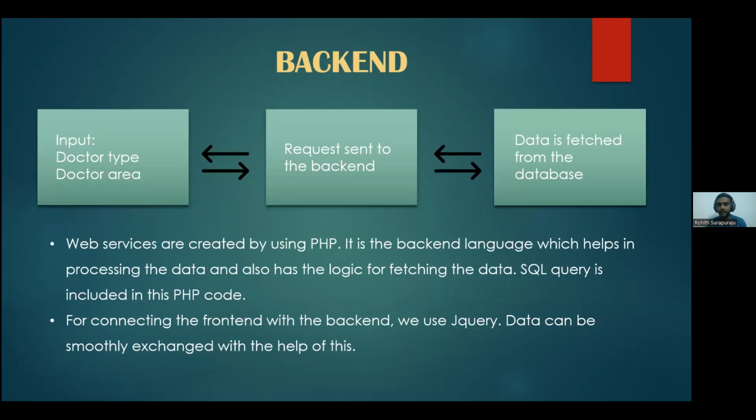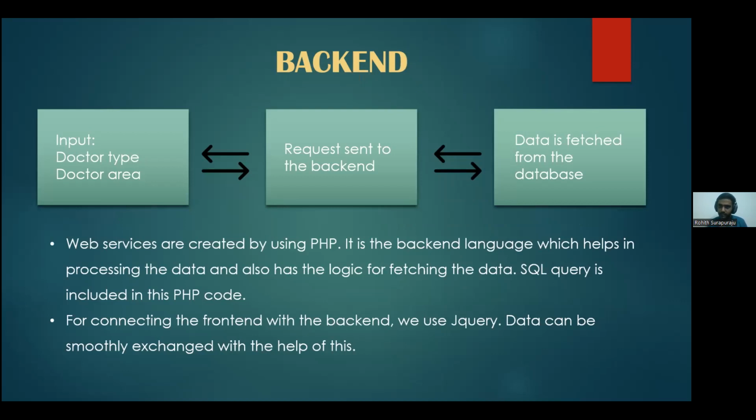So this is the backend part, and this is just an overview of how it works. First, the user will be able to give the doctor type and doctor area, the 2 inputs. These inputs are taken, and a request is sent to the backend. Now from the backend, the data is fetched and sent back. And now this information is sent to the main page and the doctor's results will be displayed.